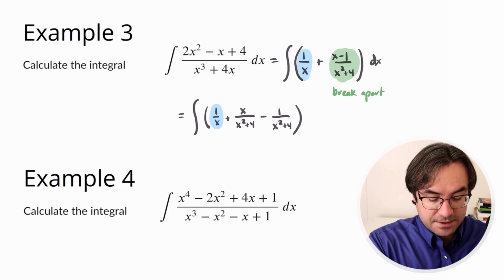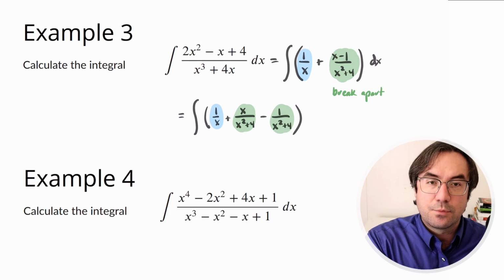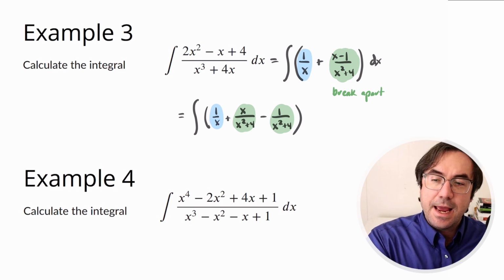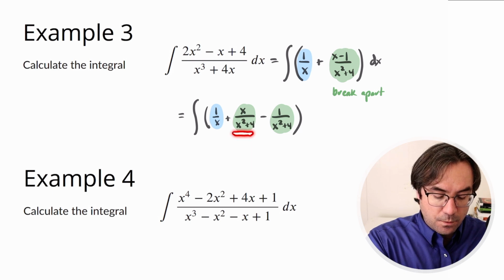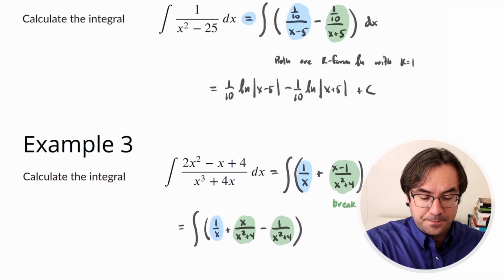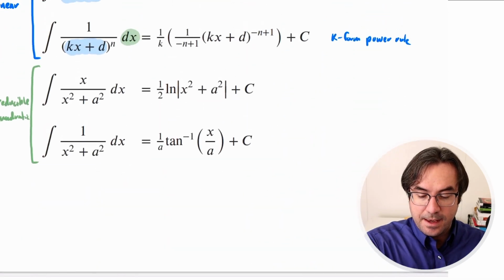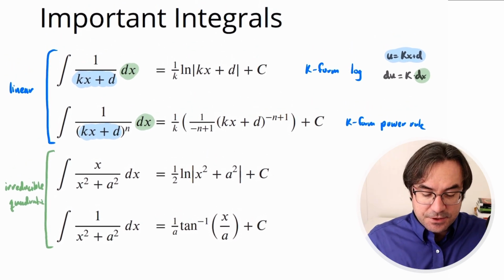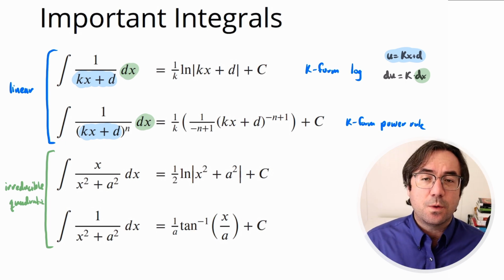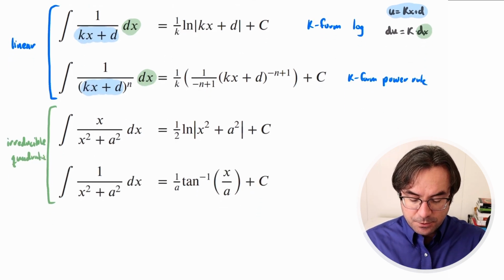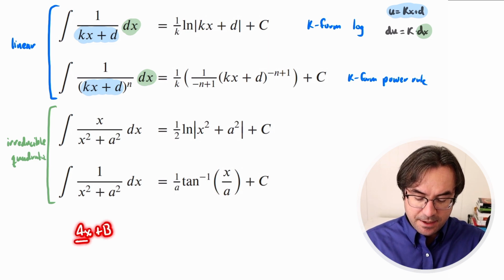So we've still got the 1 over x, but now we've broken that one big fraction apart based on the numerator. And now we're going to see how to handle each of these integrals. So let's go back to our list of important integrals. And we see that when we have those irreducible quadratic terms, normally we end up with (ax + b) over x squared plus a squared.